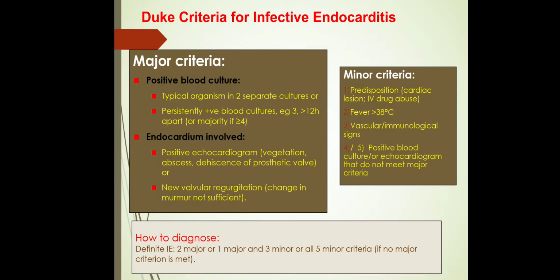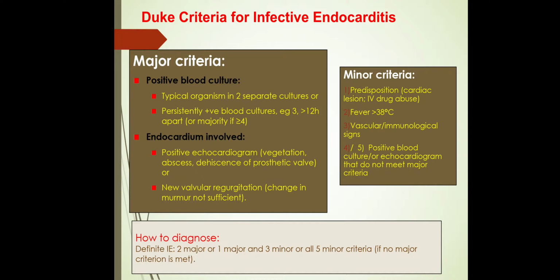Now reaching the diagnosis of infective endocarditis, we have what is called modified Duke's criteria for diagnosis, which are divided into major criteria and minor criteria. The major criteria are two. First of them is a positive blood culture, and second one is evidence of endocardial involvement. As regard the positive blood culture, it is described as a major criterion if a typical organism is found in two separate cultures, or there is persistent positive blood culture with another organism, at least 3 cultures 12 hours or more apart.